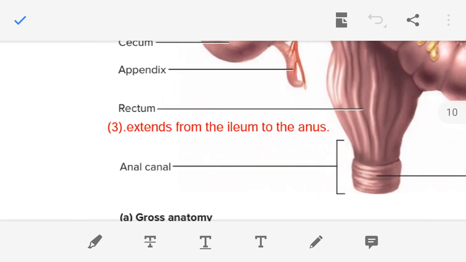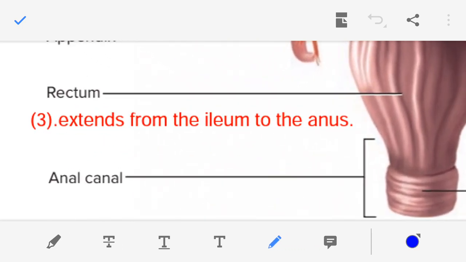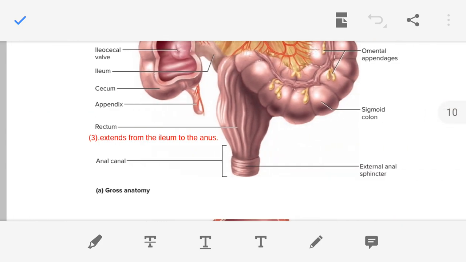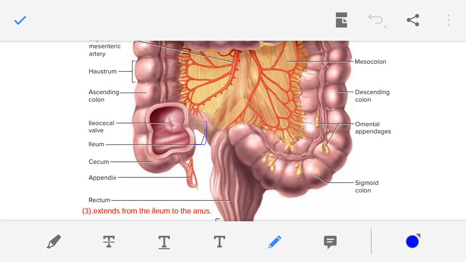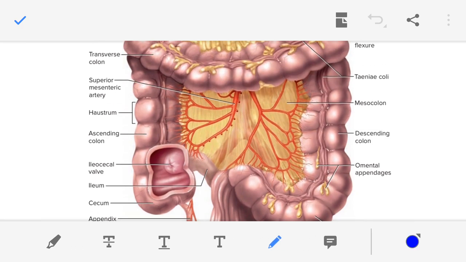Third point, from where the large intestine begins. It extends from the ileum, and we know the ileum is the third or the last part of the small intestine. So from the ileum, the large intestine begins. Here in the figure you can see this one is the ileum, and the ileum is opening into the large intestine. From here, this is the large intestine.